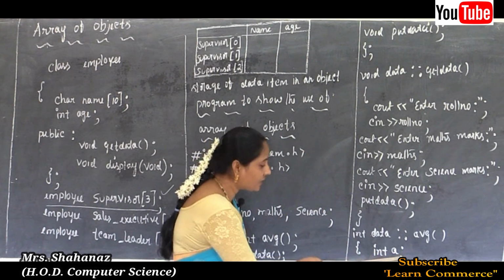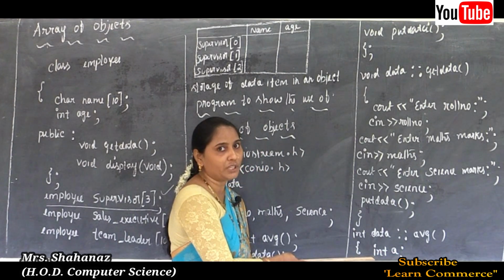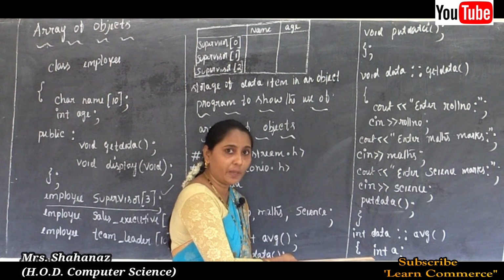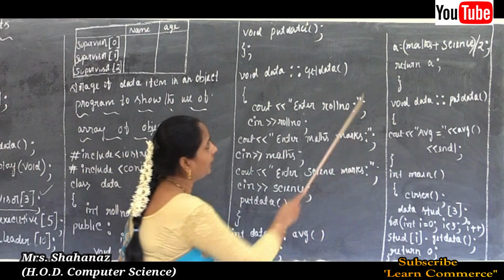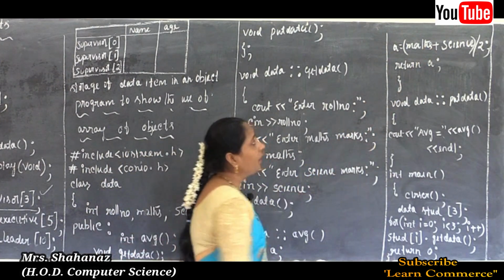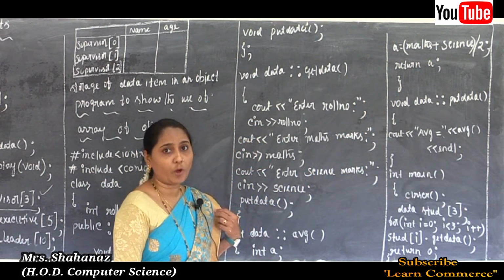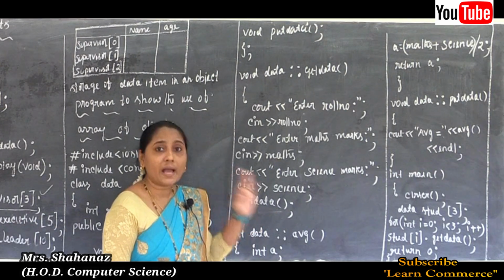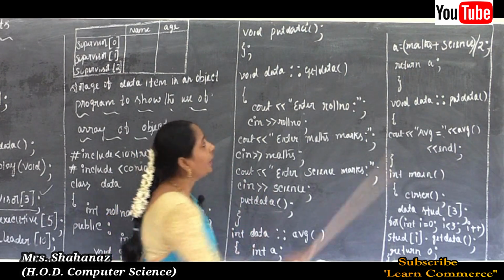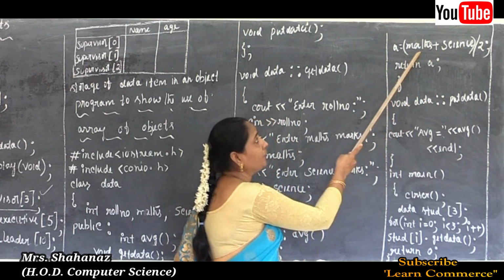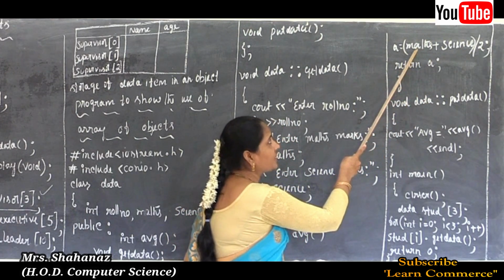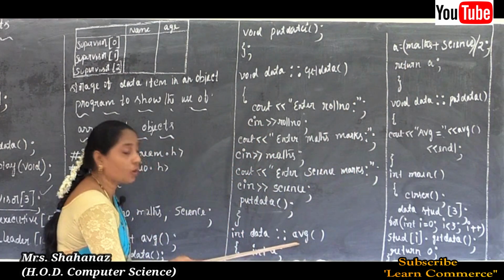Clear this one? This is called the declaration of the object, or declaration of the variable. The name of the variable is a here, and after declaring such a variable, later I am going to perform some calculation by using the maths and science marks. So maths plus science by 2, maybe you are entering 100, that means here we are going to make the calculation of the average.